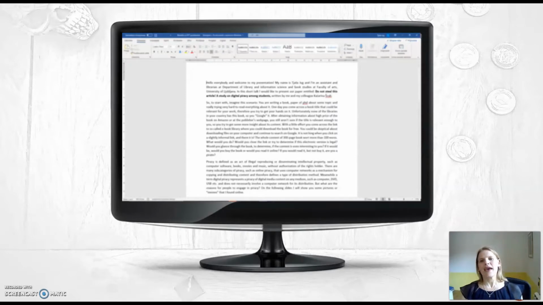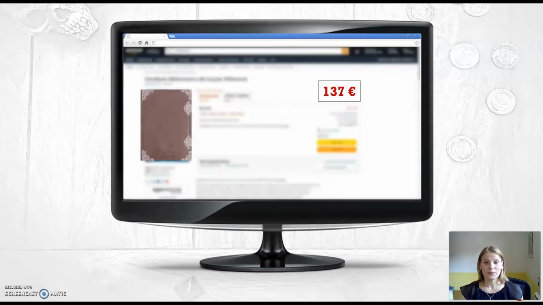So, to start with, imagine this scenario. You're writing a book on a certain topic and you try really hard to read everything about it. One day you come across a book title that might be relevant to your work, so you try to get your hands on it. Unfortunately, none of the libraries in your country have this book, so you Google it.